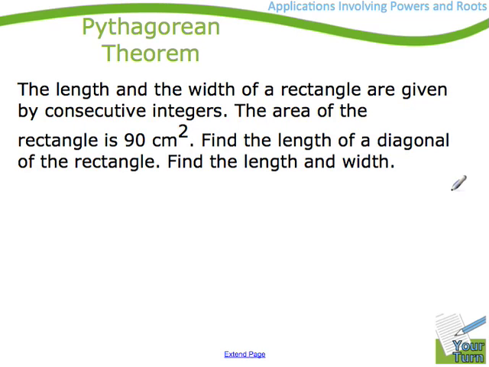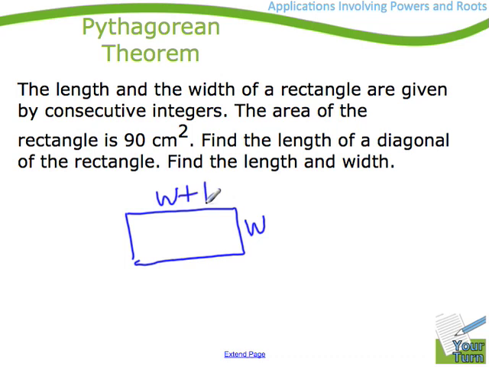Okay, another example using Pythagoras is in this question. The length and the width of a rectangle are given by consecutive integers. Okay, rectangle. Length and width are given by consecutive integers. So if I call this one W, if it's a consecutive integer, this one would have to be W plus 1. Then they say the area of the rectangle is 90 square centimeters. And what they want is to find the length of a diagonal, and to find the length and the width.